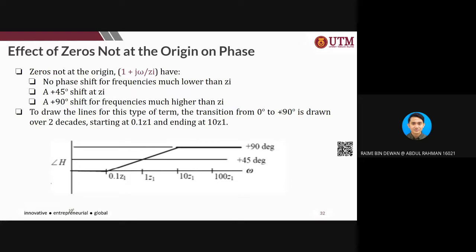0 to 90 is drawn over 2 decades. Okay, because 90 degree, right? If this is 45 shift at Zi, and then 90 degrees is like doubles. So they need to pass through 2 decades. Okay, starting at 0.1 Z1, ending at 10 Z1.